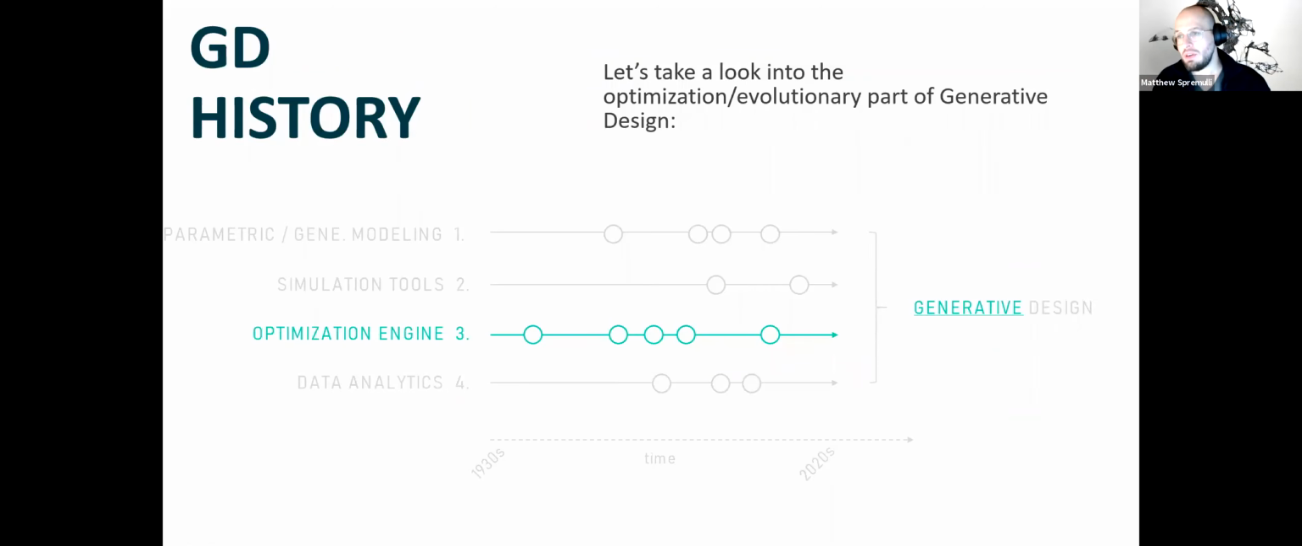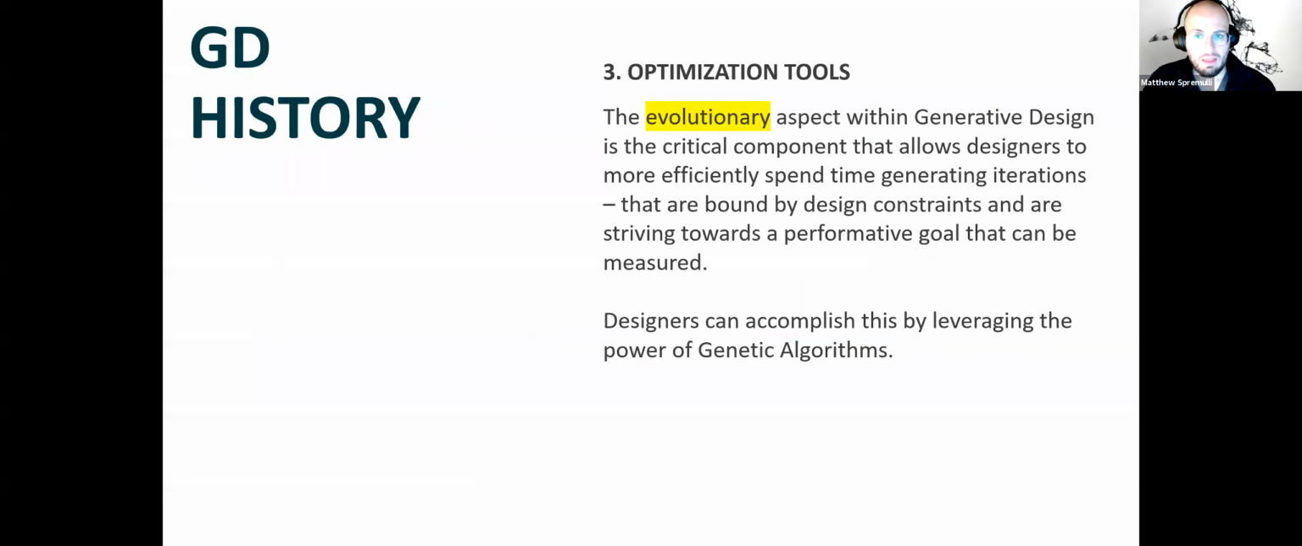So we know what parametric modeling is. What about optimization? The evolutionary aspect of generative design is truly critical, allowing designers to spend more time generating forms and seeing how they can lean towards higher performing options. The key thing here is that the computer needs to help decide which option is better performing. So this is where the intelligence aspect comes into play.